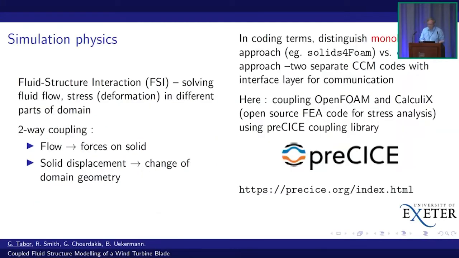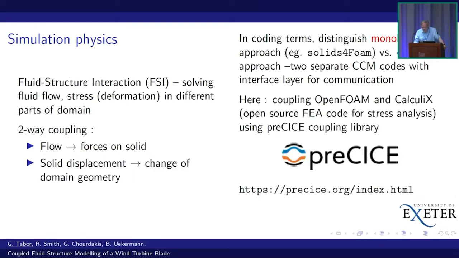So, in the area of fluid structure interaction, we're solving coupled systems of equations. The fluid flow, the airflow around the blade, coupled with stress and deformation in the blade itself. So we've got a two-way coupling. The flow produces forces on the solid, on the blade itself, and we could leave it at that. We could just predict those forces. But we want to do the two-way coupling. We want to predict the displacement of the wind turbine blade, and that will lead to a change in the domain geometry for our CFD here.